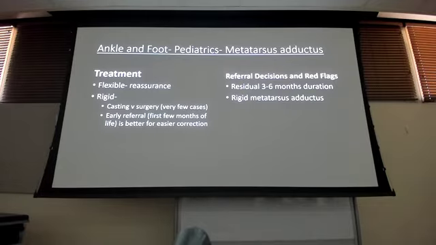All right, so like I kind of said, flexible, we just reassure the parent, they're likely going to grow out of this. Versus rigid, we want to look at doing casting on those ones. Usually, the sooner we get them casted, the better, the earlier in life before anything starts to mature. If they fail that, or they have residual symptoms past that 3 to 6 month duration, then we want to refer them to orthopedics. Or if it's rigid, those ones we want to refer as well.